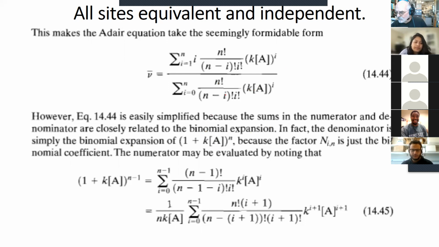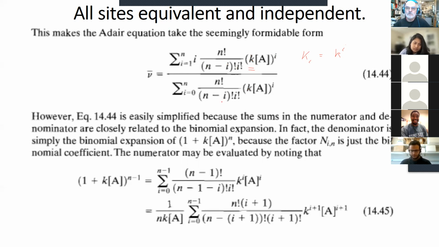This is where things get a little complicated in the derivations that we're going through. We now have this overall expression. It's essentially still the Adair equation, but it's for all equivalent and independent sites. And now we're expressing it in terms of microscopic binding constants. So remember, the K_i is now equal to multiple Ks, right? Whatever that i is, because you have to multiply each individual step out. And so that's why we end up with a K raised to the ith power here in the numerator and the denominator.